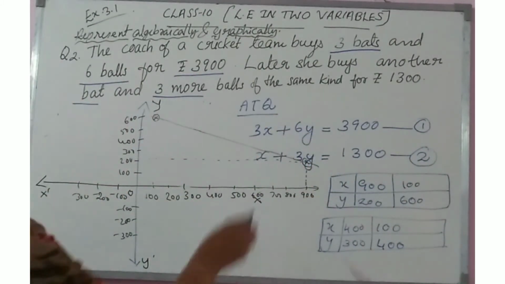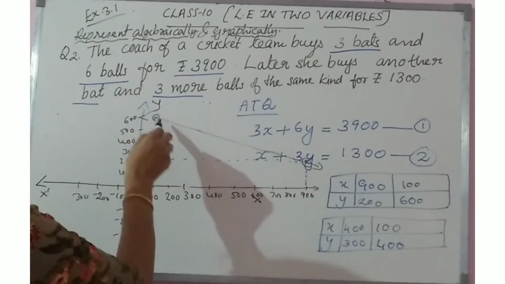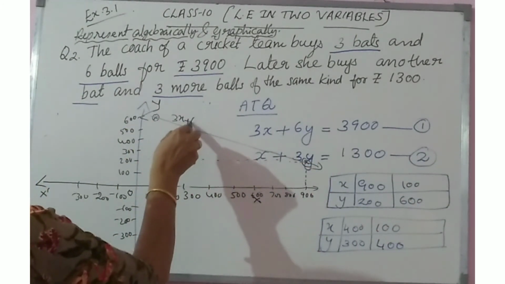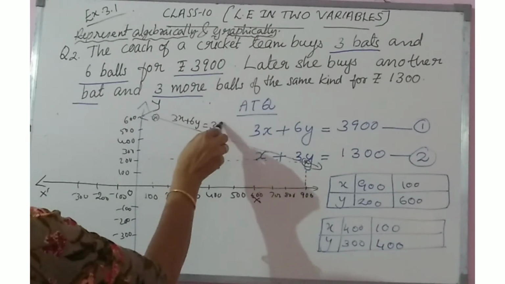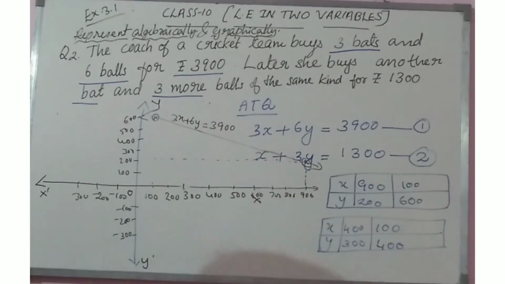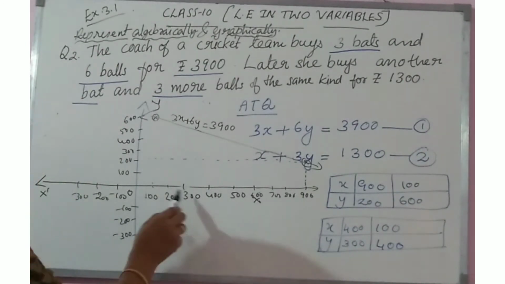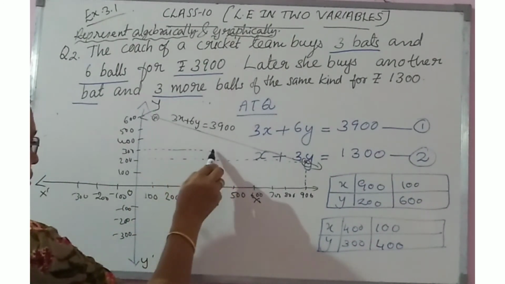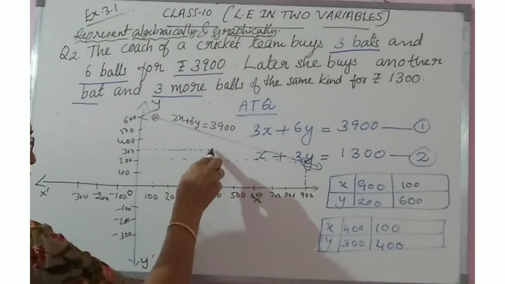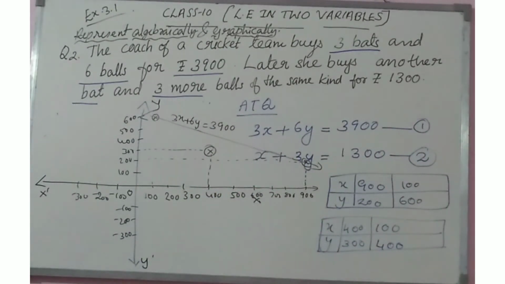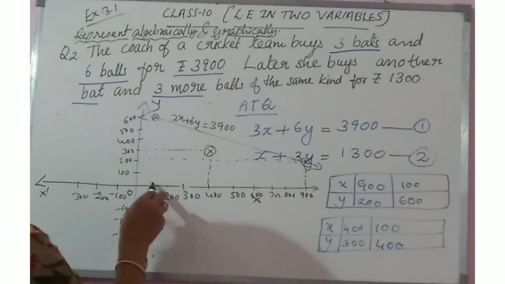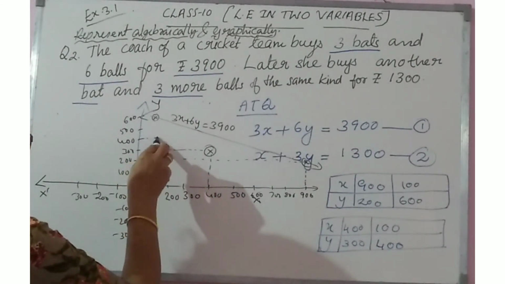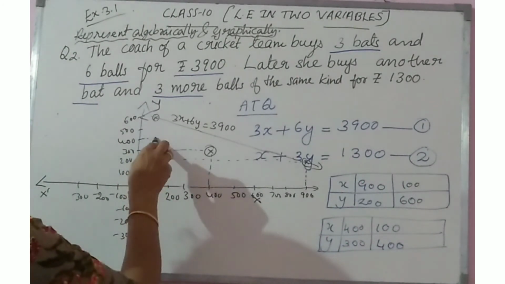So this is the graph of the first equation, 3x plus 6y is equal to 3900. The second equation also you should plot like that, 400 and 300. So 400 here and 300 here. So 300 you have to bring here and 400 you should. So here it is the point. And 100 and 400. So 100 here and 400 here. So here it will come. So this is the point.